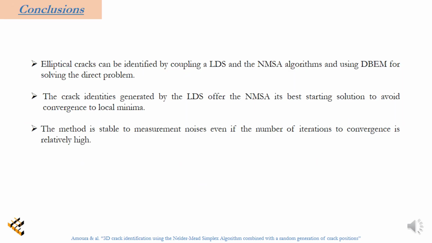In conclusion, elliptical cracks can be identified by coupling a low discrepancy sequence and the Nelder-Mead Simplex algorithm, and using the dual boundary element method for solving the direct problem. The crack identities generated by the LDS offer the NMSA its best starting solution to avoid convergence to local minima. The method is stable to measurement noise even if the number of iterations to convergence is relatively high.